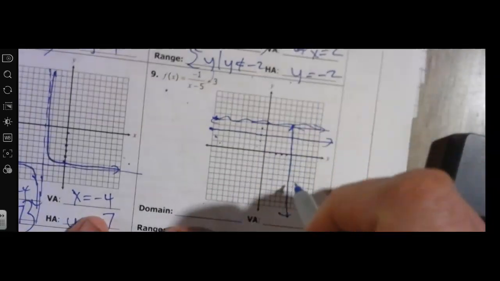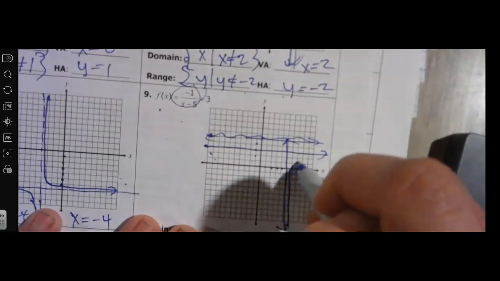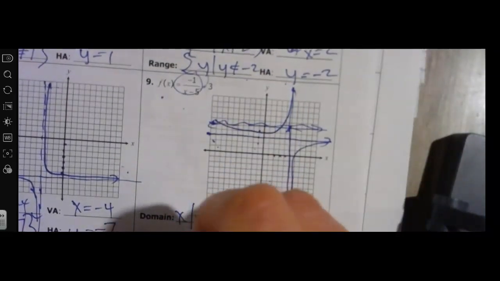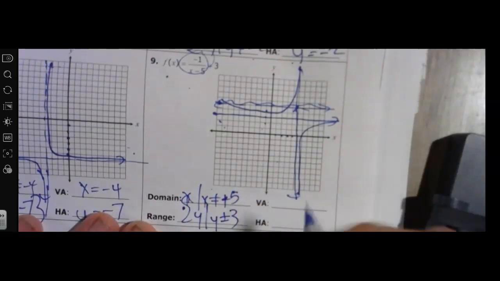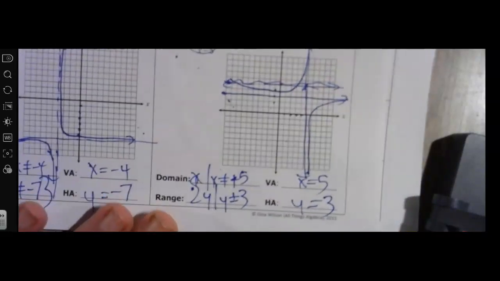And then what do we have? So we're over 5 and up 3. So remember, a is negative. So we're going to come here and here. Okay, so our domain is x such that x cannot equal 5. Our range is y such that y cannot equal 3. x equals 5 and y equals 3 are our asymptotes.